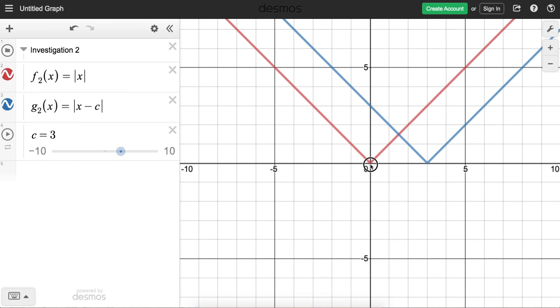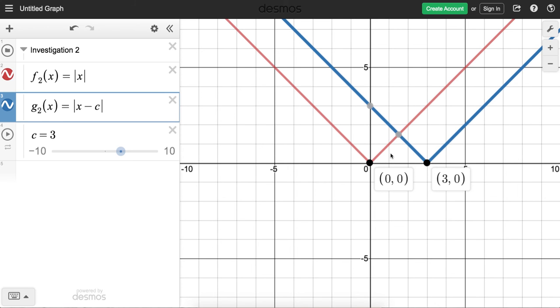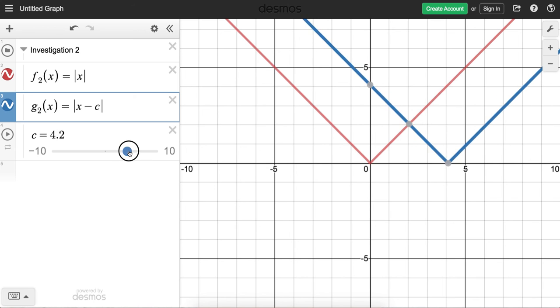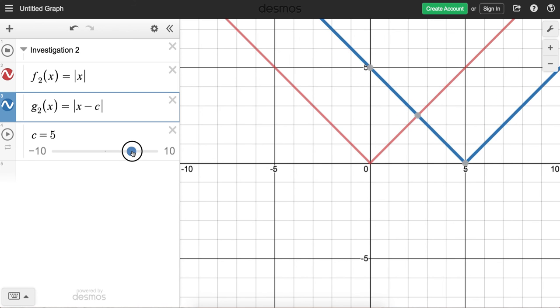If I subtract 3, it moved my points 3 spaces to the right. So all my original points are now 3 spaces to the right. And as I subtract more and more, I actually move further to the right. So subtracting a number inside the function moves your graph to the right that many spaces.